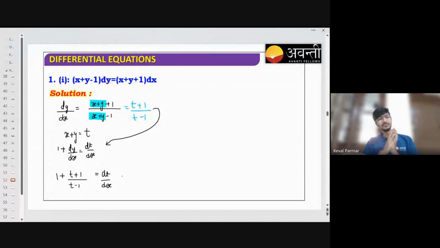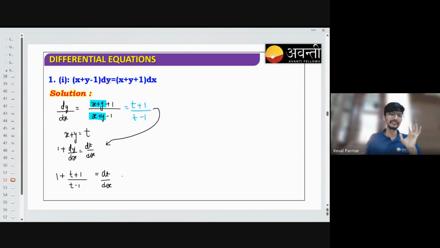Once we do this, now it is very simple. In the start, I told you that variable separable is the base. That means whatever methods we do, lastly, in the last step, we have to do variable separable.